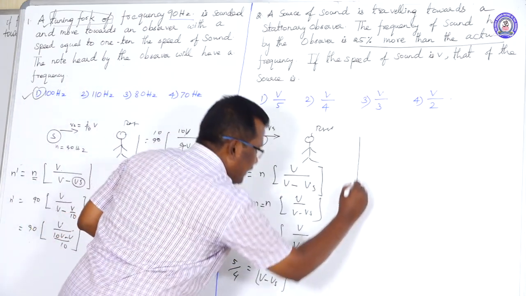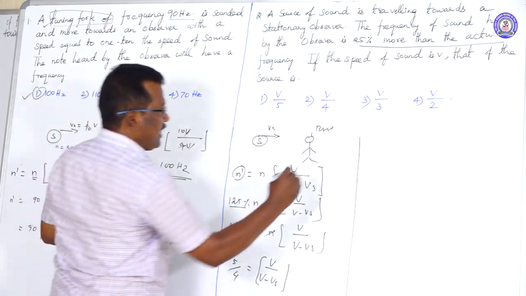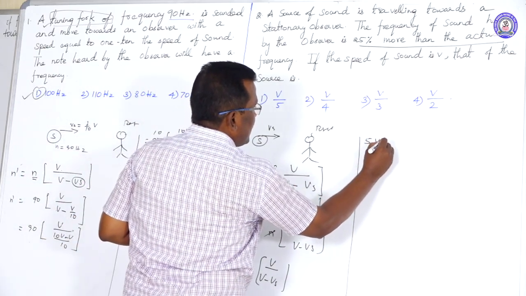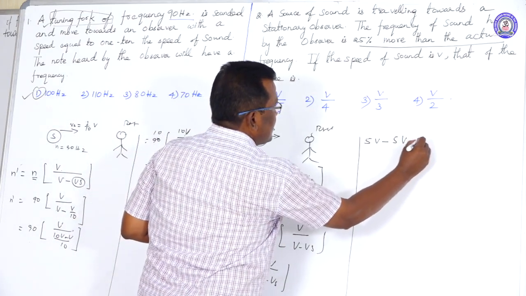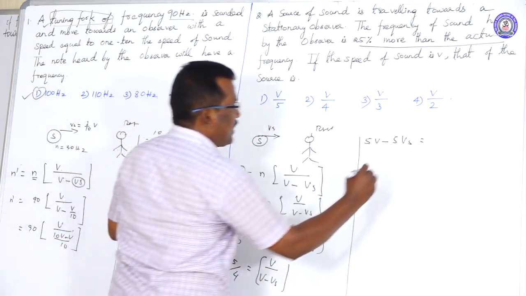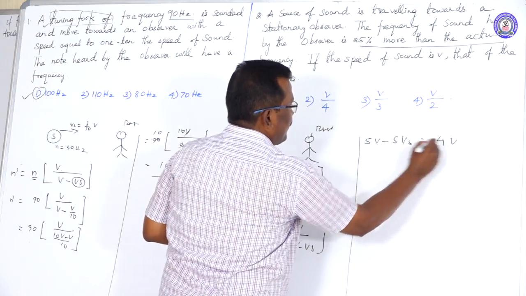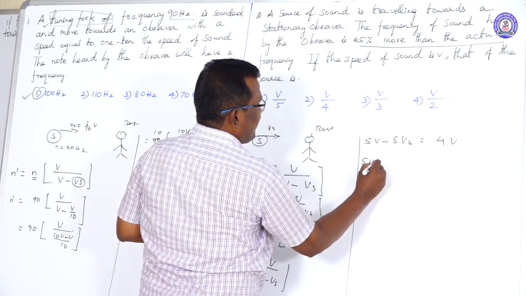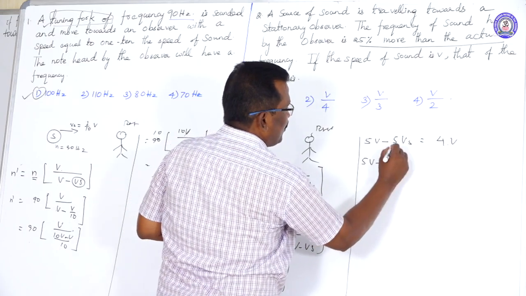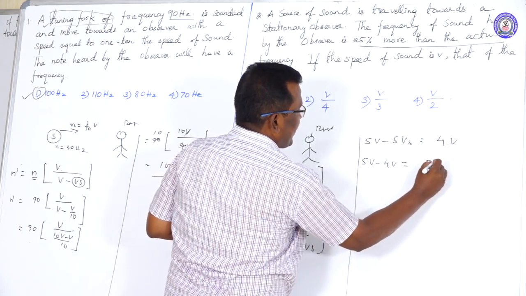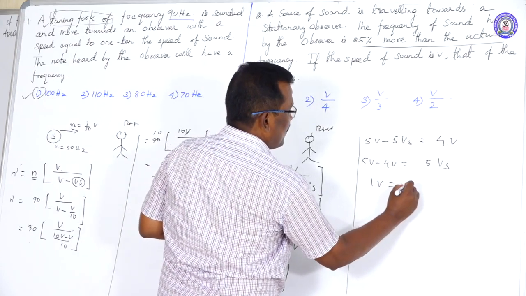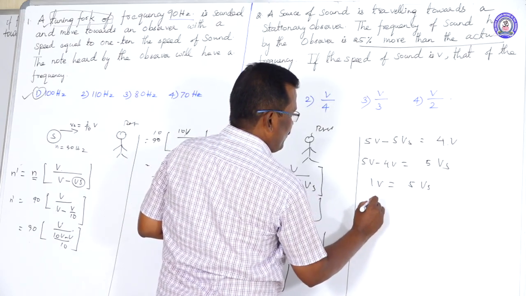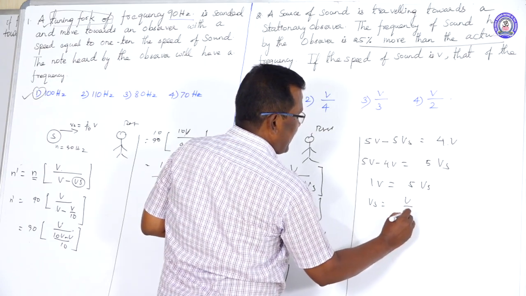Cross multiply. 5v minus 5vs is equal to 4v. So v comes this side. 5v minus 4v is equal to, going that side, plus 5vs. So 1v is equal to 5vs. So vs is equal to v by 5.